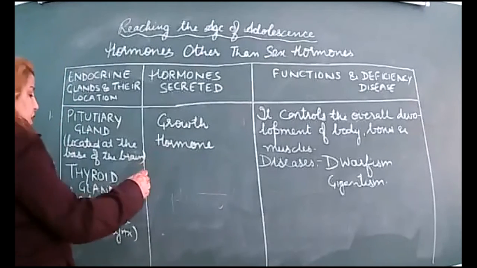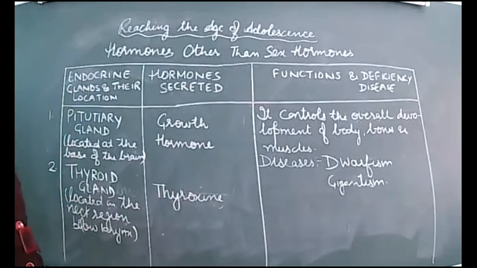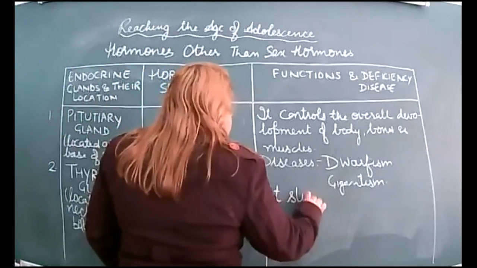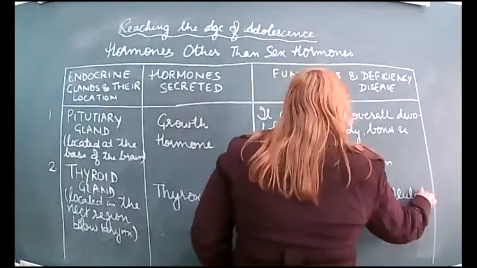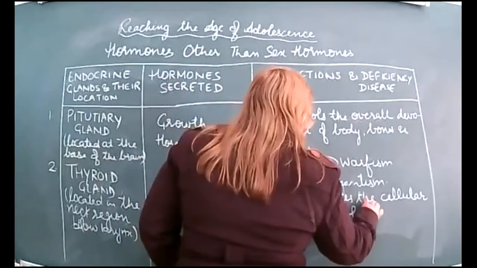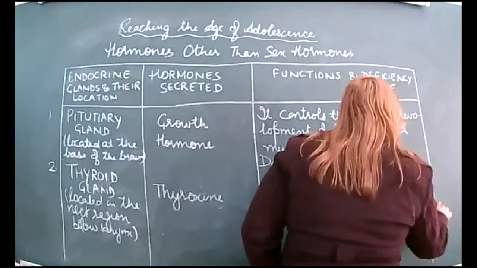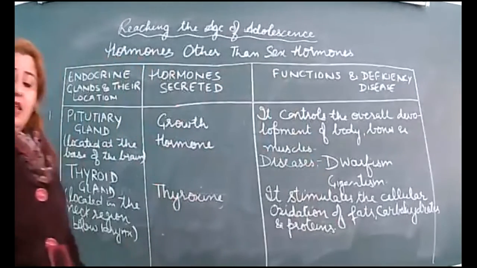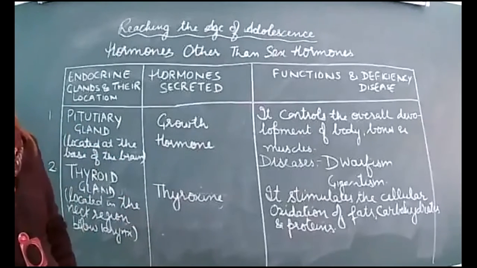Right, beta? The hormone secreted by this is the thyroxine hormone. Okay. Now what is the function? It stimulates cellular oxidation of fats, carbohydrates, and proteins. It means it helps to use all these fats, carbohydrates, and proteins through cellular oxidation.